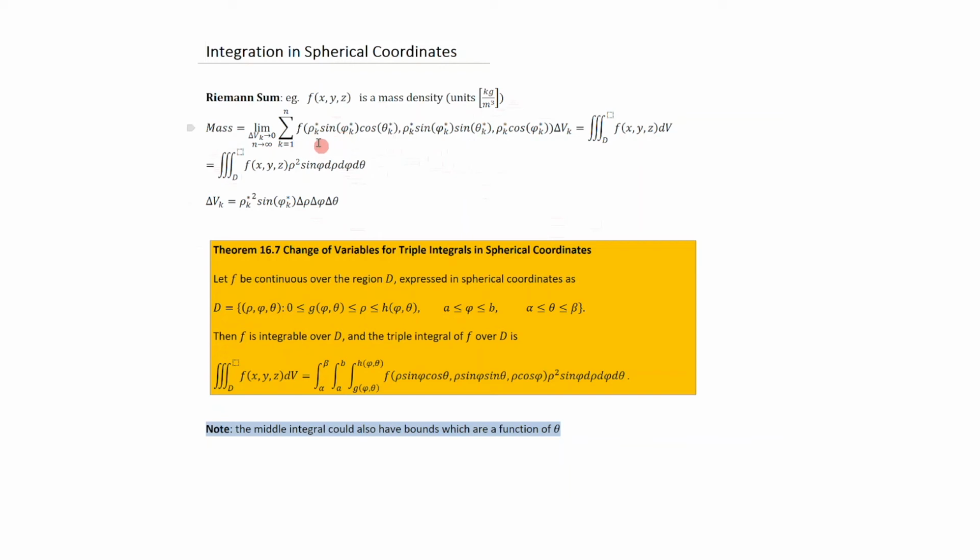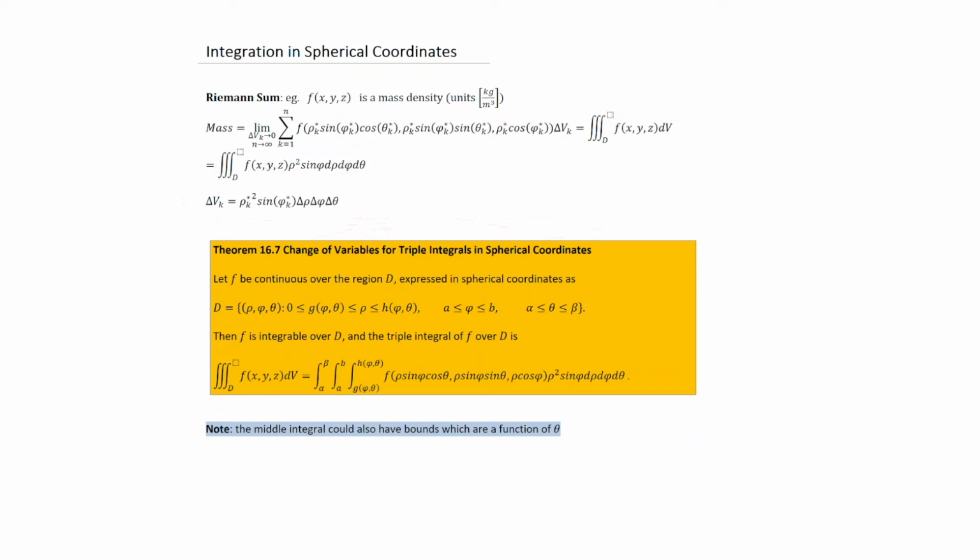And so this star indicates that you're evaluating the value in the center of the small differential volume. And so the differential volume you're pointing to is indicated by the subscript k. And delta V_k is basically the differential volume of the kth volume element. So if you take the number of volume elements and increase them to infinity, which means each one of these volume elements goes to 0, then in the limit, this becomes the triple integral of f(x, y, z) dV. And in this case, dV takes on this form, rho squared sine phi d rho d phi d theta. And this is then delta V_k that would have gone in the expression here.